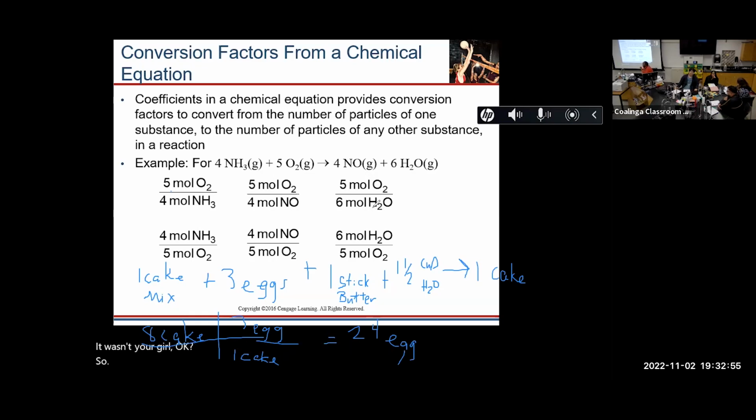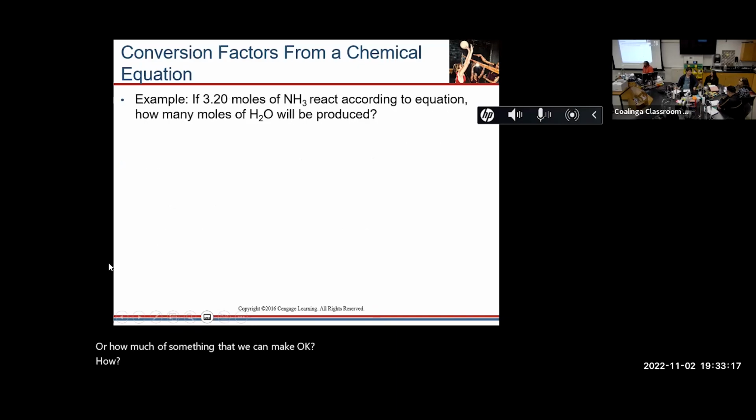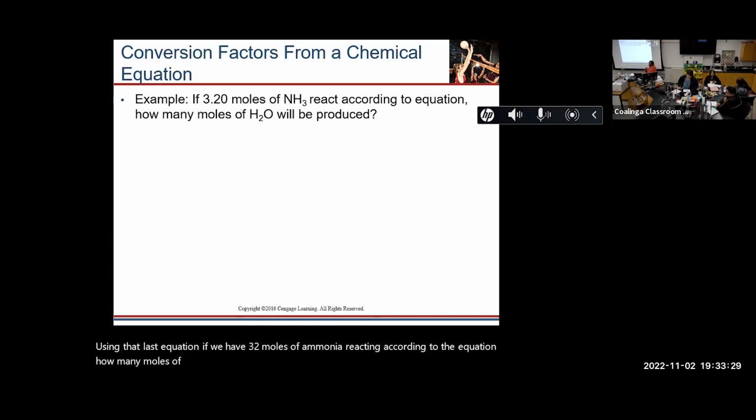Anyway, if we have that ratio, we can determine how much of something we need or how much of something we can make. Okay, so using that last equation, if we have 3.2 moles of ammonia reacting according to the equation, how many moles of water will be produced?